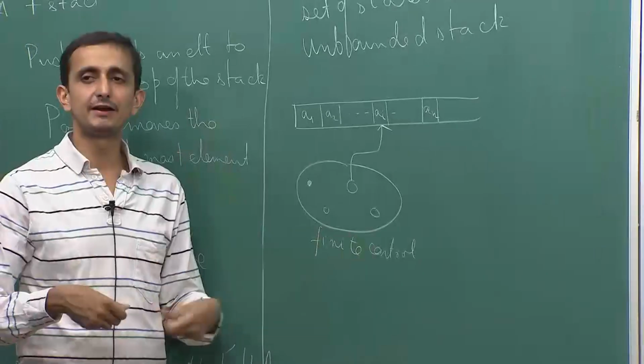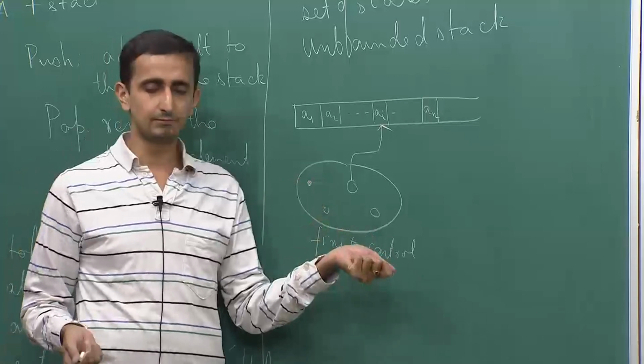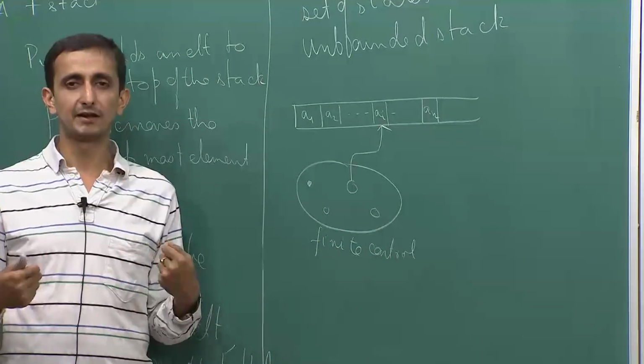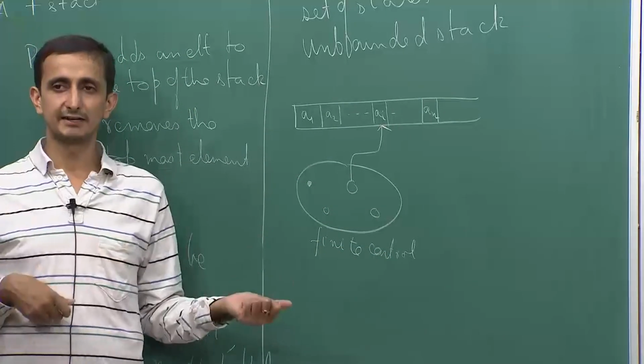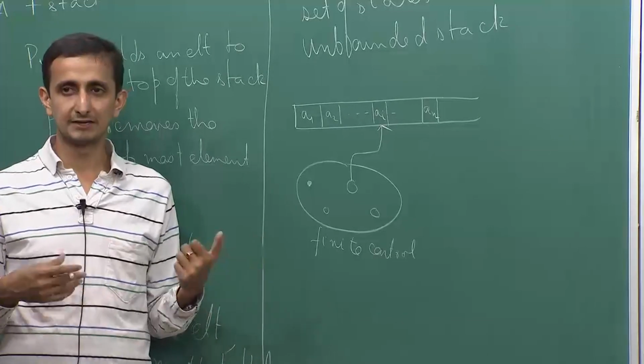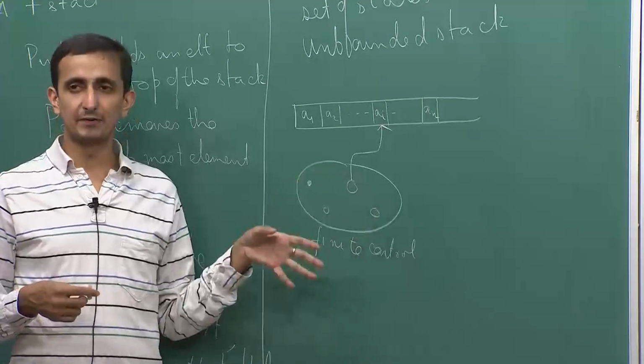Okay. So, whenever it reads the next bit, it accordingly moves to a new state or it stays at the same state and so on. So, that is how a finite automaton behaves.